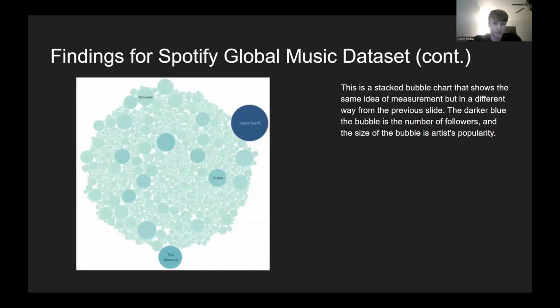And then this visualization is a stack bubble chart, and it shows similar results to the previous slide, but it's just a different way to look at it. You can see with the dark blue bubble with Taylor Swift, it's the same idea. She's in a whole other area compared to all the other artists, with higher popularity and track popularity compared to other artists.